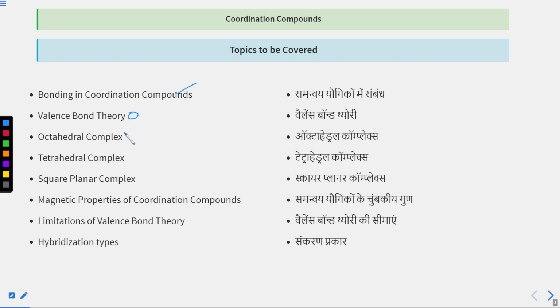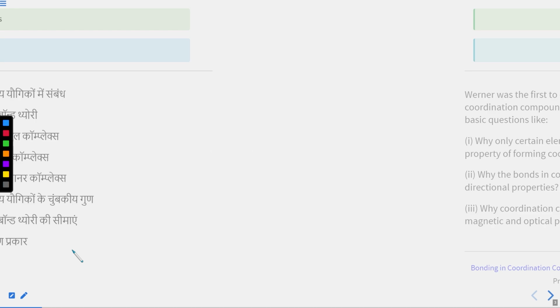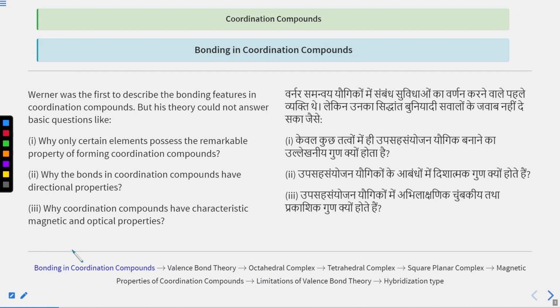and with the help of valence bond theory we will try to explain these three types of complexes: octahedral, tetrahedral and square planar. After that we will see how this theory is better in explaining the magnetic properties. But still this theory was also not complete to explain the whole coordination compound, like the color and all. So we will see the limitations, and at last we will give a glimpse of the hybridization type. You must have seen the hybridization type initially also when we were studying chemical bonding. Okay, so first of all, bonding in coordination compound.